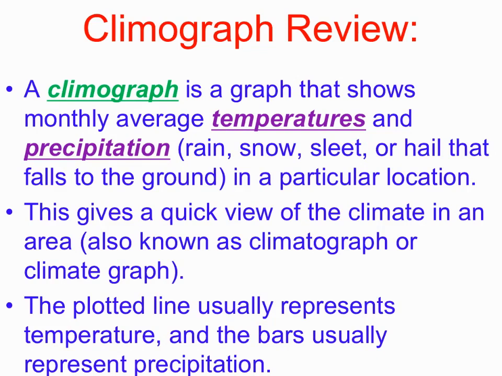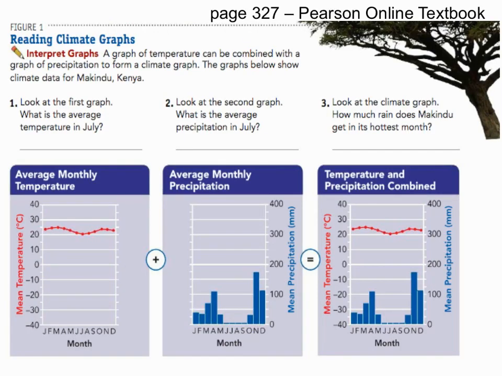You may hear them called that, or climate graphs. So the plotted line usually represents temperature on your climograph, and the bars usually represent precipitation. So you will see that I copied this straight out of our science textbook for this slide, and I wrote at the top of the page. You can find this on page 327 in our online textbook.